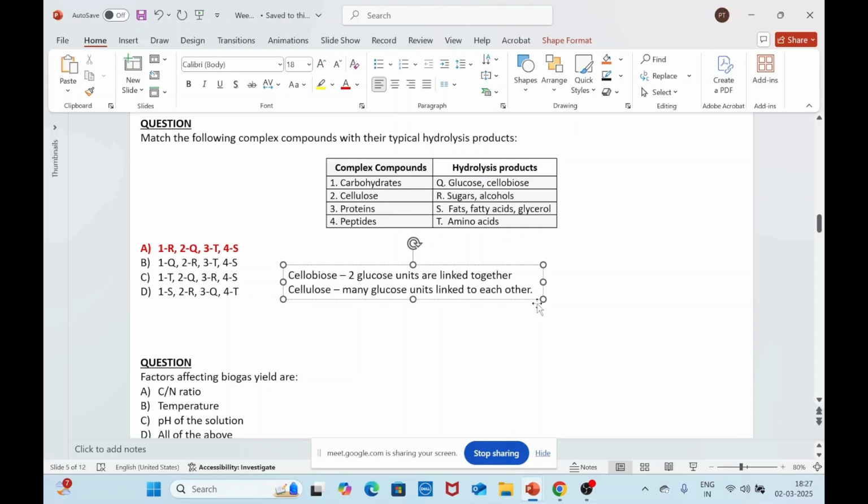So this is cellulose. So glucose is one single glucose unit. So for carbohydrate it will be sugars and alcohols. So the right option is option A. So yeah.